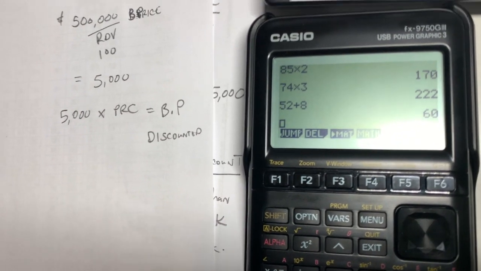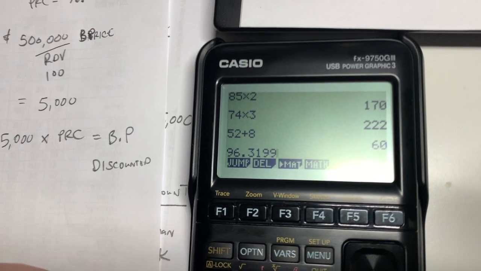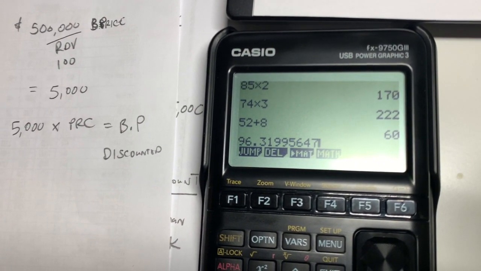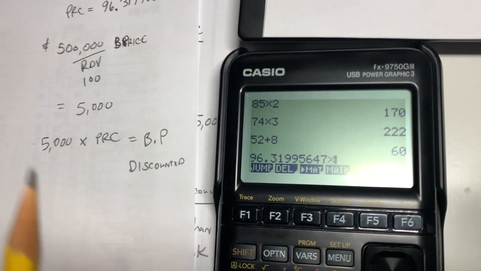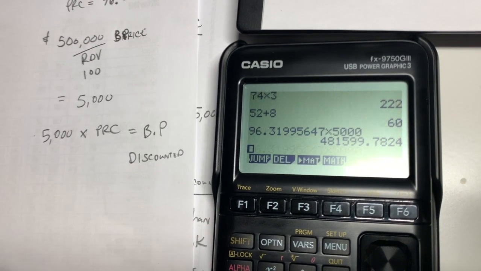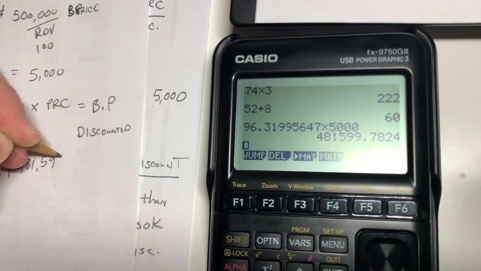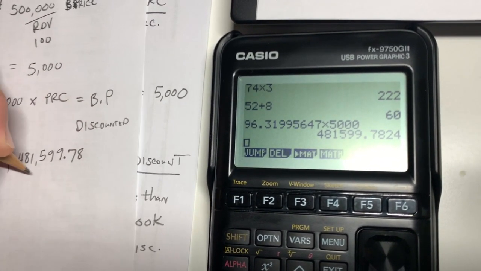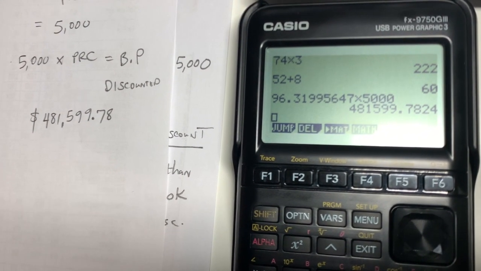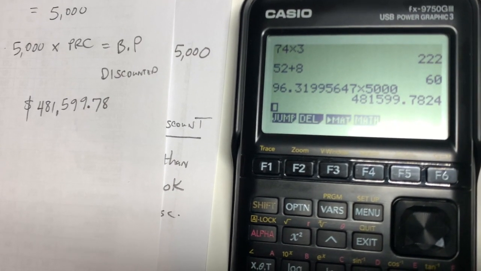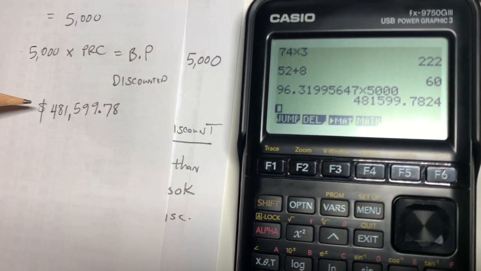So we're going to take our PRC value, which you can see up here is 96.31995647, and then we're going to multiply that times the value that we calculated here, 5,000. This is just related to that RDV figure, and what that's going to give you is your total discounted bond price. Now, I'm not going to say that this number is to the penny, because it really is plus or minus $1 depending on the present value table that you're presented with when you do your calculation by hand in class. So this figure is going to be plus or minus $1.